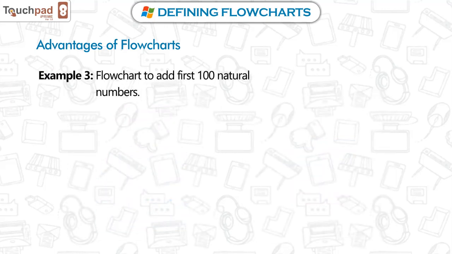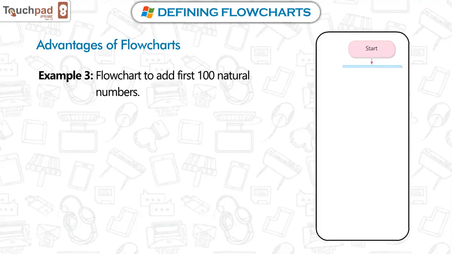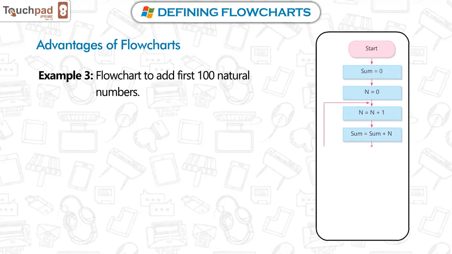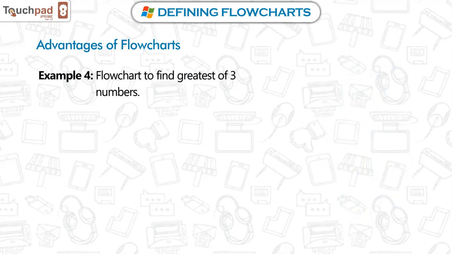Example 3. Flowchart to add the first 100 natural numbers. Start. Sum = 0. N = 0. N = n + 1. Sum = sum + n. Is n greater than or equal to 100? If yes, print sum, stop. If no, n = n + 1, sum = sum + n, and check again whether n is greater than or equal to 100. If yes, print sum, stop.